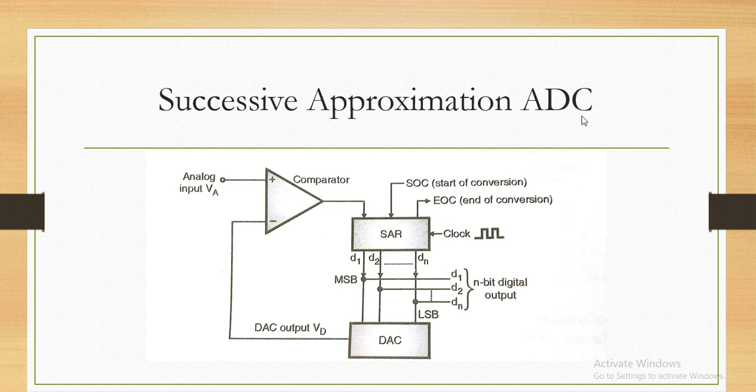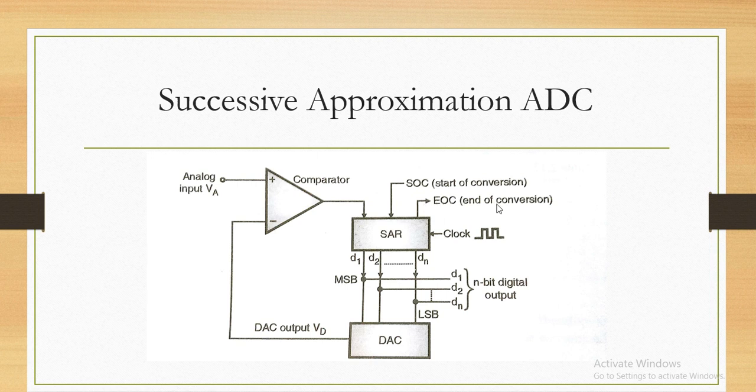So what will happen in that case? The microprocessor or microcontroller will send the startup conversion signal to the SAR, or successive approximation register. When this successive approximation register receives the startup conversion signal, it starts converting that analog signal into a digital one, and whenever the process is completed, it generates an end of conversion signal. In this case, your processor or microcontroller is continuously monitoring this end of conversion signal.